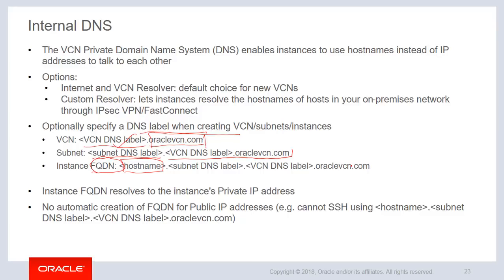A couple of things to keep in mind. The instance fully qualified domain name resolves to the instance's private IP address. In OCI, there is no automatic creation of a fully qualified domain name for public IP addresses. So for example, you cannot use SSH using hostname.subnet.vcn DNS label.oraclevcn.com. It's not supported, because the fully qualified domain name you get here is actually resolving to the instance private IP address. There is no FQDN for public IP addresses.